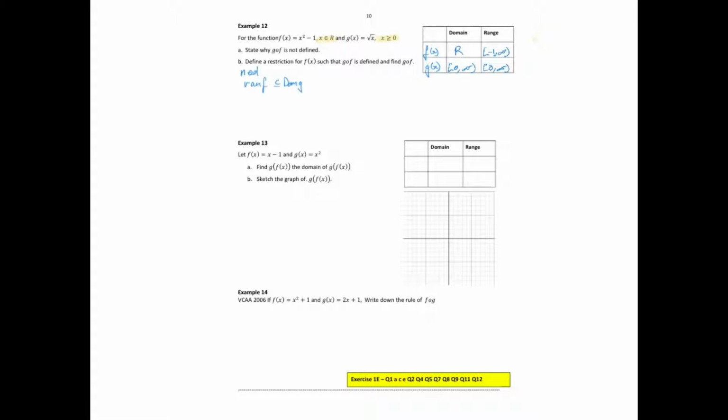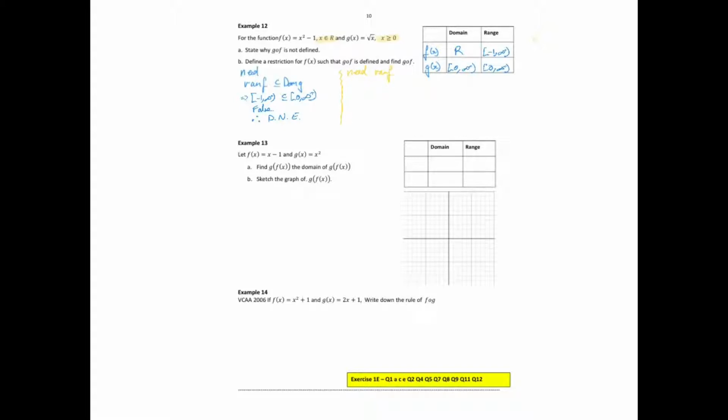So let's check the condition. We need the range of f to be a subset of the domain of g, so we need to put the values. So the range of f is from -1 to infinity, and the domain of g is from 0 to infinity. And we can see straight away that that -1 is going to be a problem, so it's false. So the composite function g of f won't be defined. In other words, it doesn't exist. So part B talks about making a restriction for f of x so that g of f is defined.